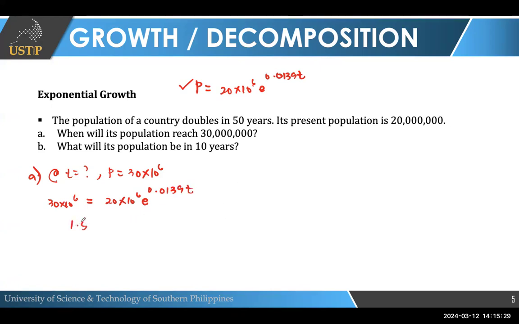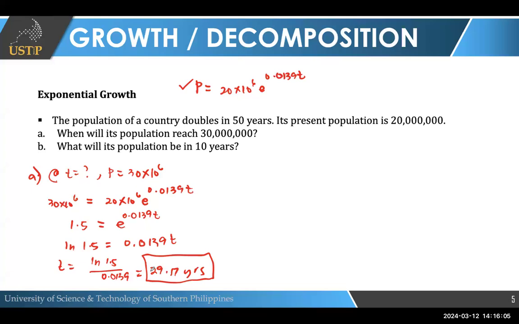So we'll have 1.5 here. Okay, divide the left side by 20 million. Equals, the 20 million cancels, we have e raised to 0.0139t. Okay, again, to bring down the t, ln of both sides. ln of 1.5 is equal to 0.0139t. Okay, our t, class, is ln 1.5 divided by 0.0139. And that is, if I'm not mistaken, 29.17 years.